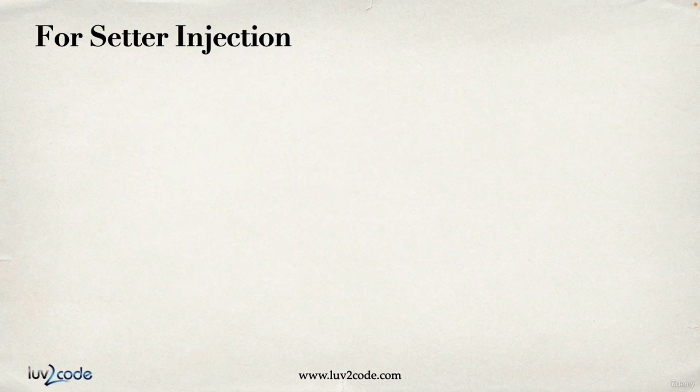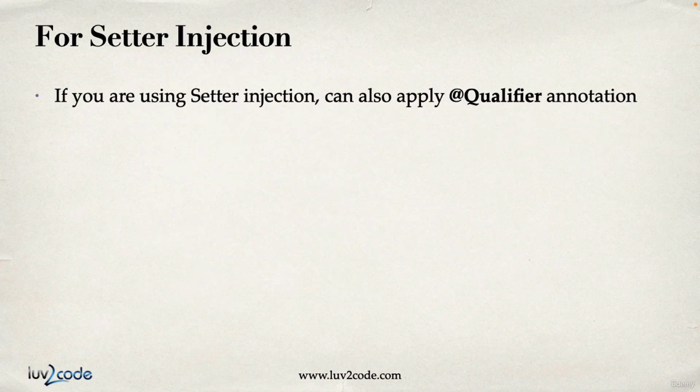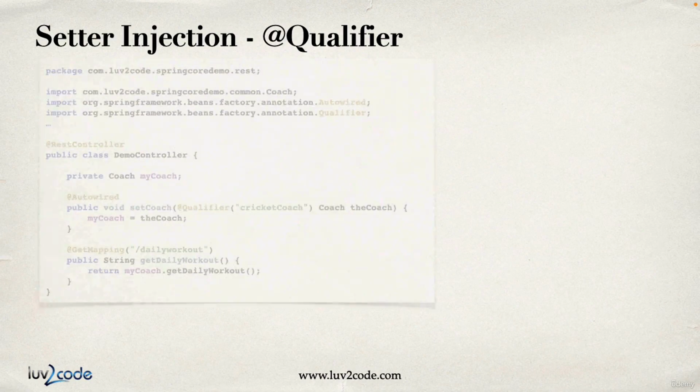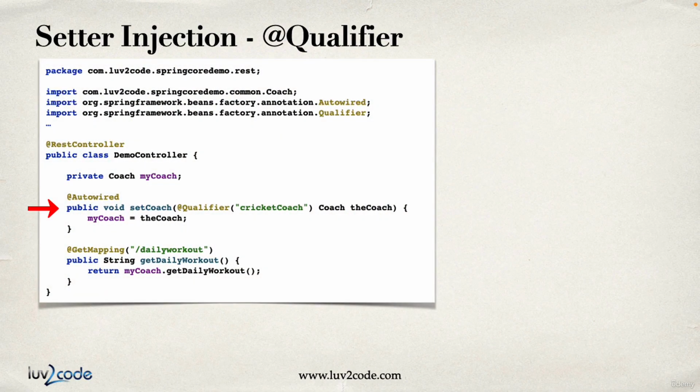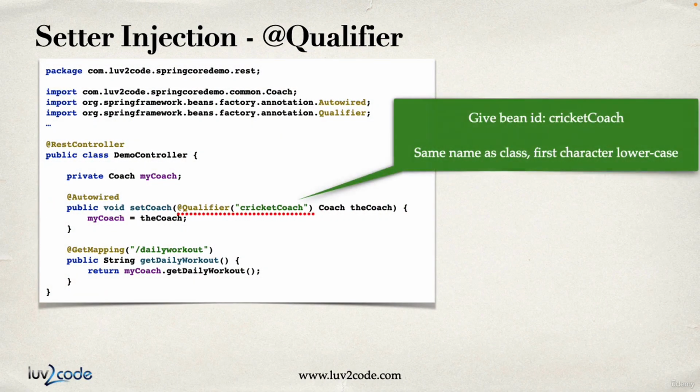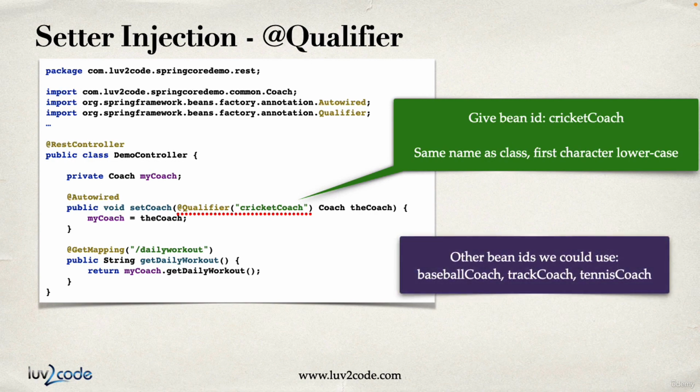Now that's for constructor injection. For setter injection, you can do a similar thing. You can also use the qualifier annotation. And then here's our code example. So our normal setter method, set coach, and then we specify qualifier annotation, and then we give cricket coach. Again, the bean ID is the same name as the class, except for the first character is lowercase.